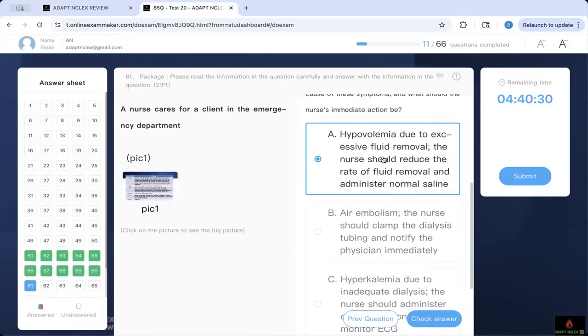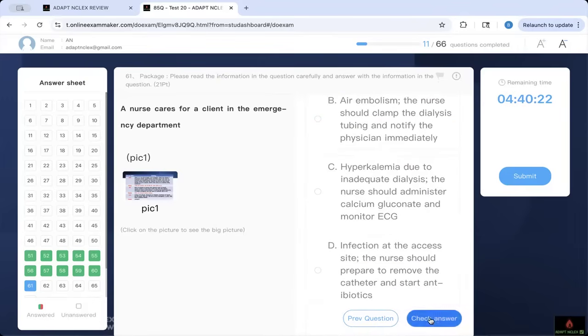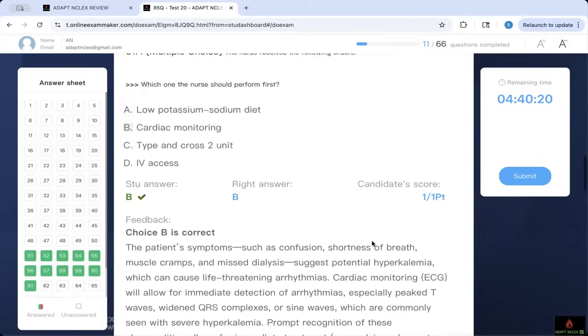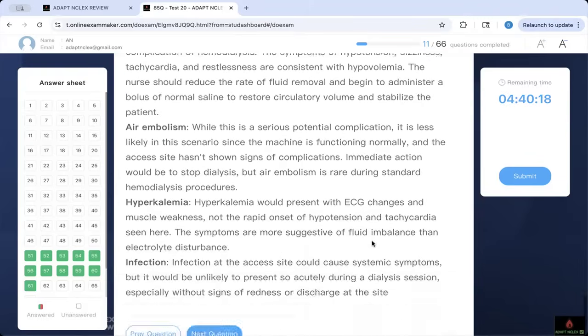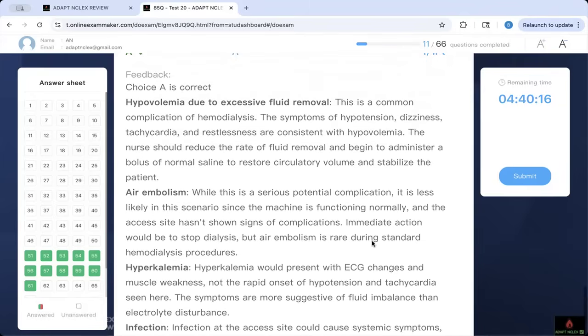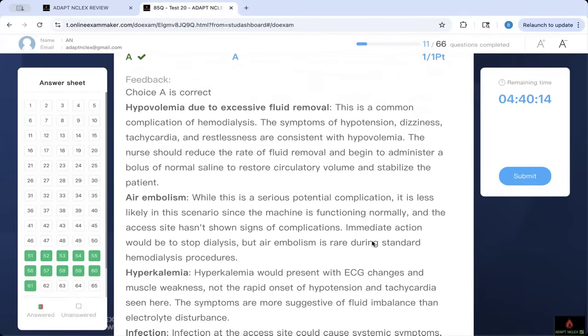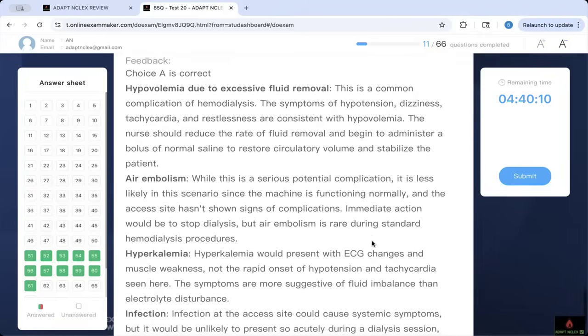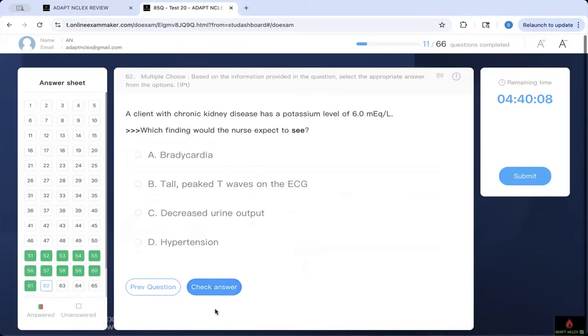This is hypovolemia due to excessive fluid removal. So the nurse needs to slow down, and you can have disequilibrium syndrome associated with that. And that's your answer choices. This is what we call hypovolemia due to fluid. Air embolism, they're going to have airway issues. Hyperkalemia, they're going to have EKG changes. So these are very, very important.